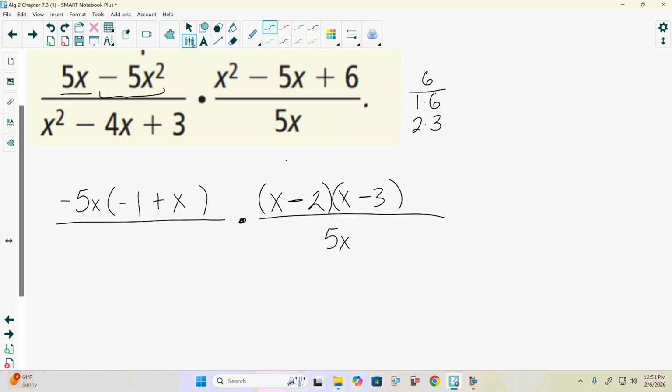Now we can check this here off to the side, make sure we have the correct factors. X times negative 3 would be negative 3x. Negative 2 times x would be negative 2x. And negative 2x minus 3x or negative 3x minus 2x would indeed give us the negative 5x that we wanted. So it tells us that these are indeed the correct factors.